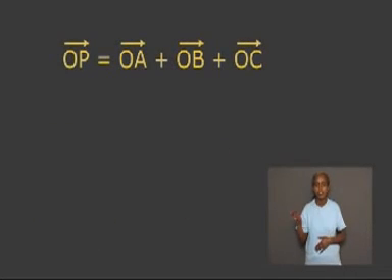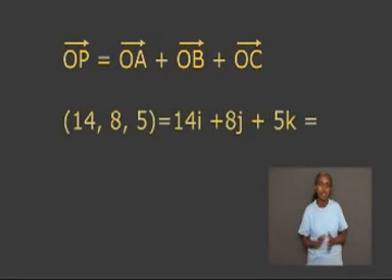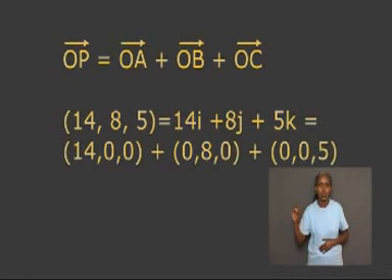Thus, vector OP equals vector OA plus vector OB plus vector OC. The coordinates 14, 8, 5 equal 14i plus 8j plus 5k, which equals 14, 0, 0 plus 0, 8, 0 plus 0, 0, 5.